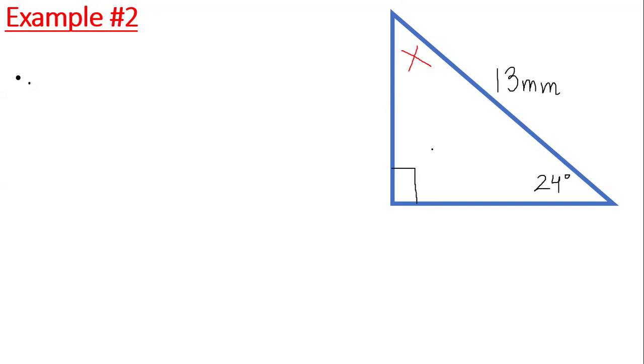So this is, excuse me, Mr. Petit. Can I use the bathroom, please? Yes, quickly. Let's say that this is 5 millimeters.